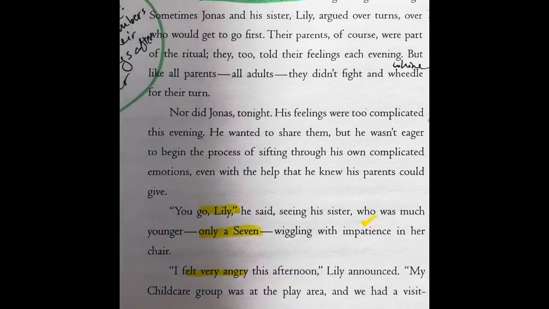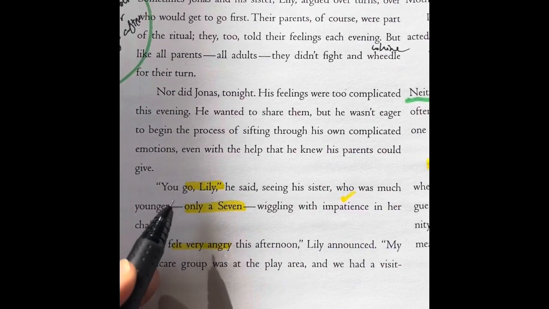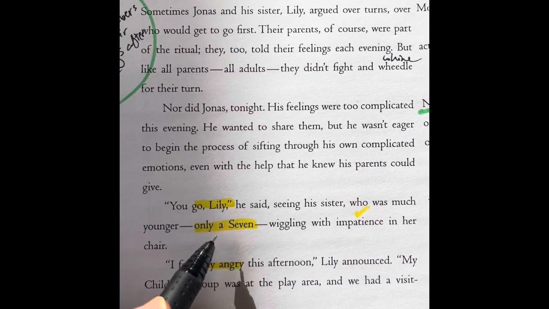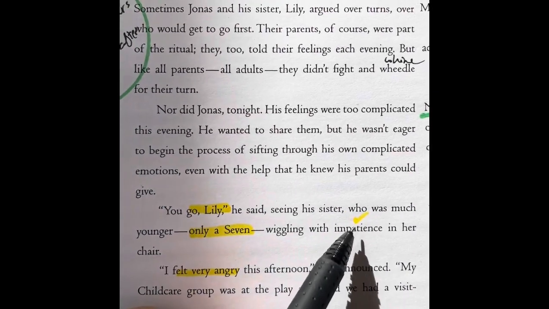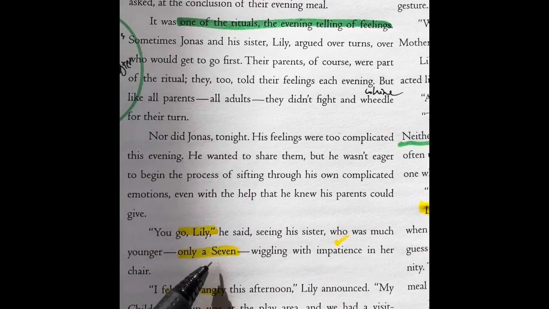All right. So now we know that Lily, the younger sister, is 7 years old, and she's kind of impatient. Maybe that's pretty normal for a 7-year-old.